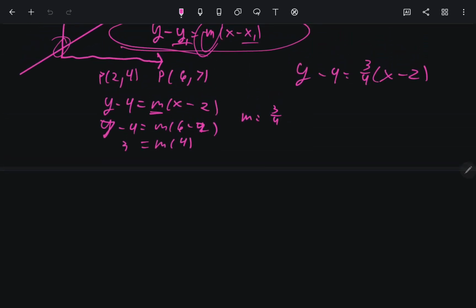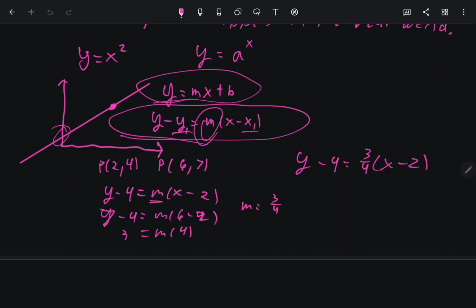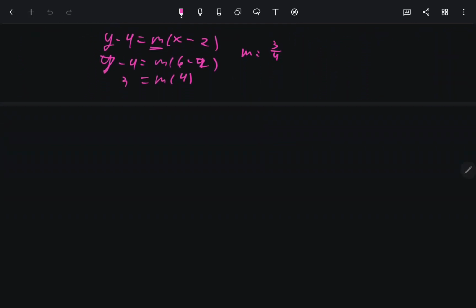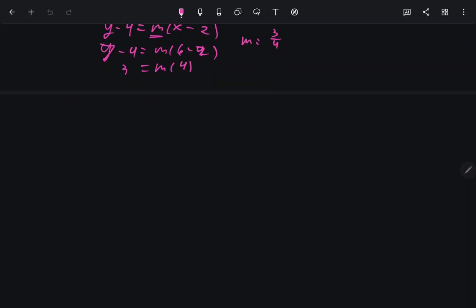Now, another model that we might want to get is polynomials. Polynomials are a very broad family of functions, and in fact, lines technically are polynomials, although they aren't normally classified as such.